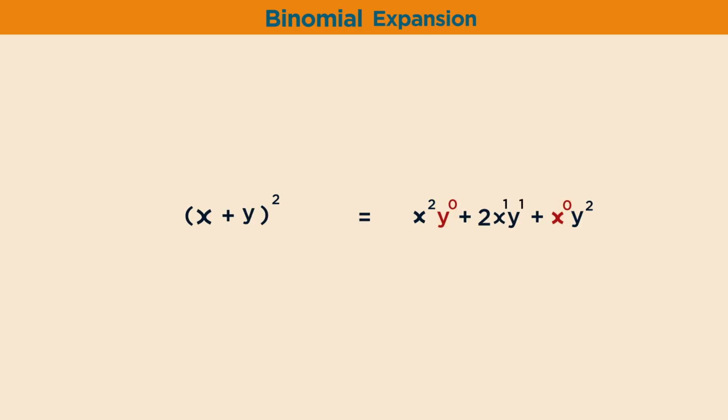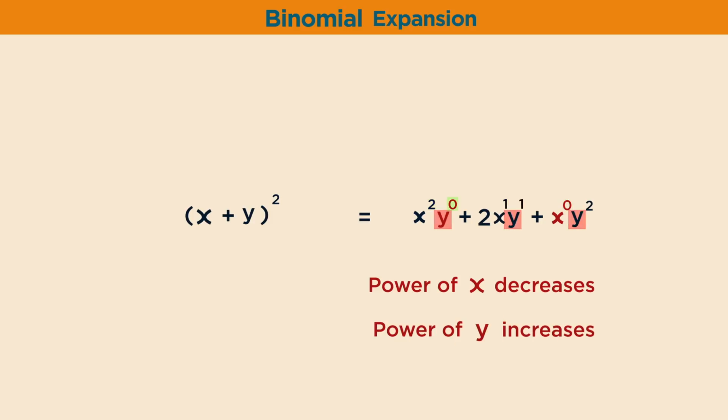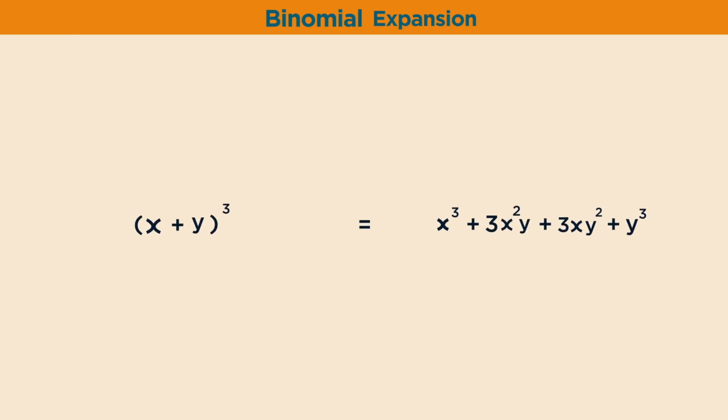Now what can you say about the power of x in each of the terms? Well, the power of x decreases from 2 to 1 to 0, but the power of y increases from 0 to 1 to 2. You see that? There's also one more thing to notice. Look at the sum of the powers in each term. What do you see? The sum of the powers is always equal to 2, and this is equal to the power of the binomial.